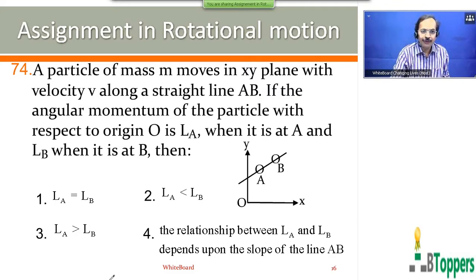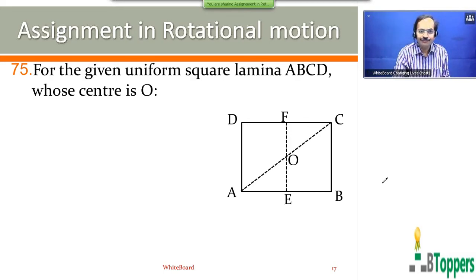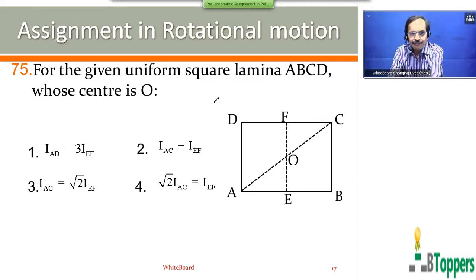So for question number 74, first option is answer. See the next question, 75. For the given uniform square lamina ABCD, whose center is O, you are given 4 options. I_AD equal to 3 I_EF. I_AC equal to I_EF.